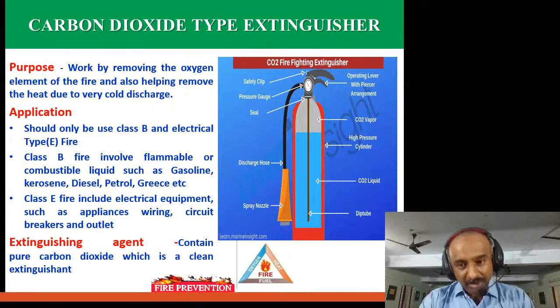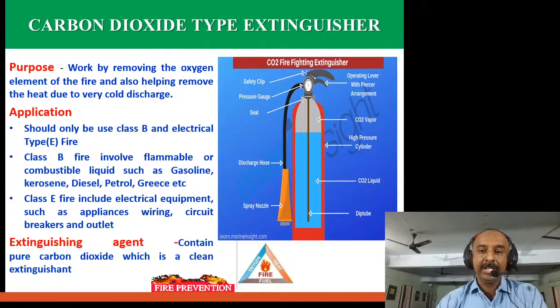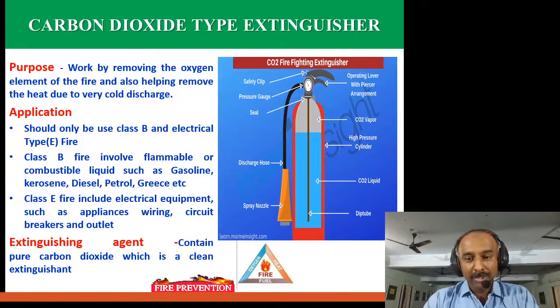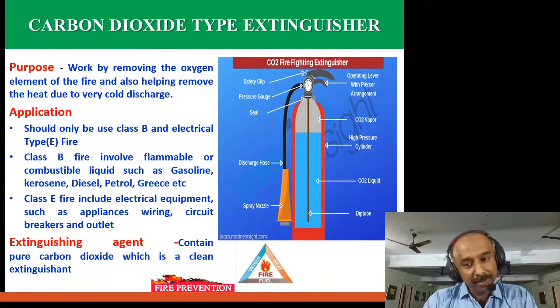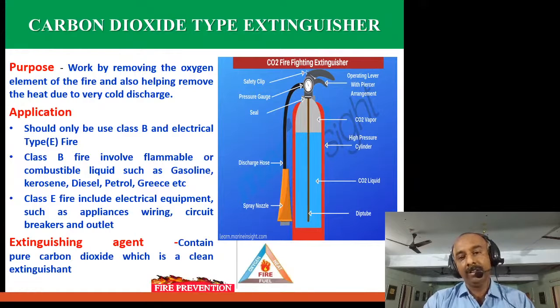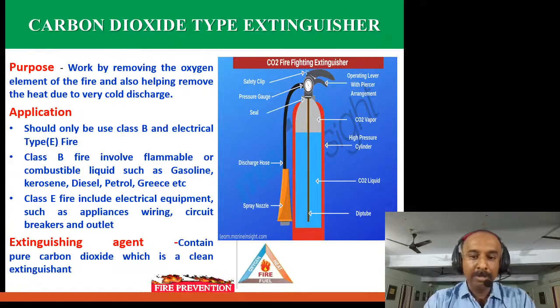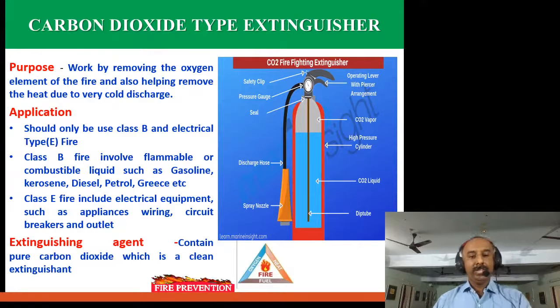But while we use this extinguisher, a lot of attention should be taken. As we know, CO2 is a harmful gas. The person should be properly trained to use this extinguisher. While we use it, the spray nozzle, which is also called the horn, should always be away from the head. It should not be towards the head. If anyone inhales the carbon dioxide, it creates a respiratory problem and can lead to death. So a lot of attention should be paid when using this extinguisher. The extinguishing agent is carbon dioxide.